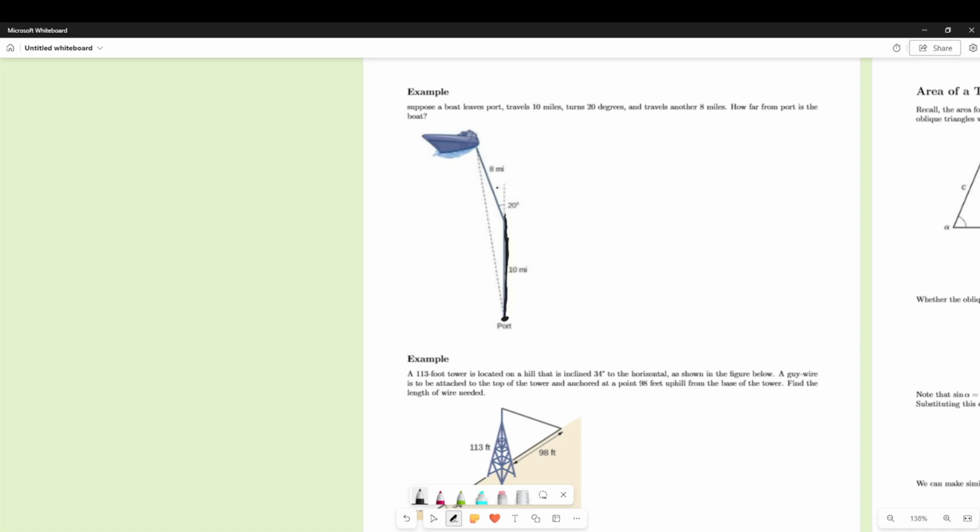Turns 20 degrees, so that's 20 degrees. So that means this internal angle there, if we want to think of this as a big triangle, that internal angle would be 160 degrees. And then travels 8 miles. How far from port is the boat? So we want this distance.